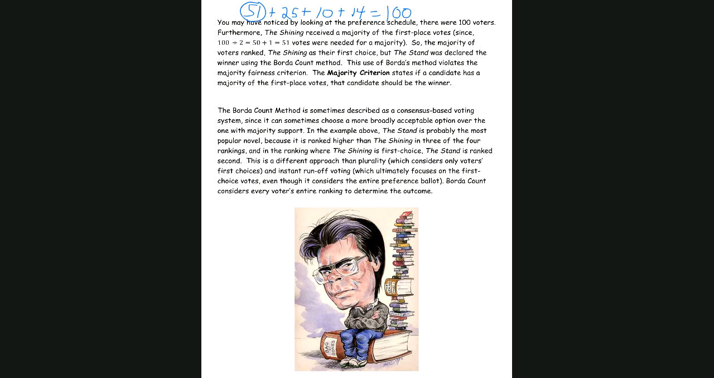So the Borda count method is sometimes described as consensus-based voting, since it can sometimes choose a more broadly acceptable option over the one with the majority of support. In the example above with Stephen King's novels, The Stand really is probably the most popular novel, because it ranked higher than The Shining in 3 of the 4 rankings, and in the ranking where The Shining is first choice, The Stand ranked second.